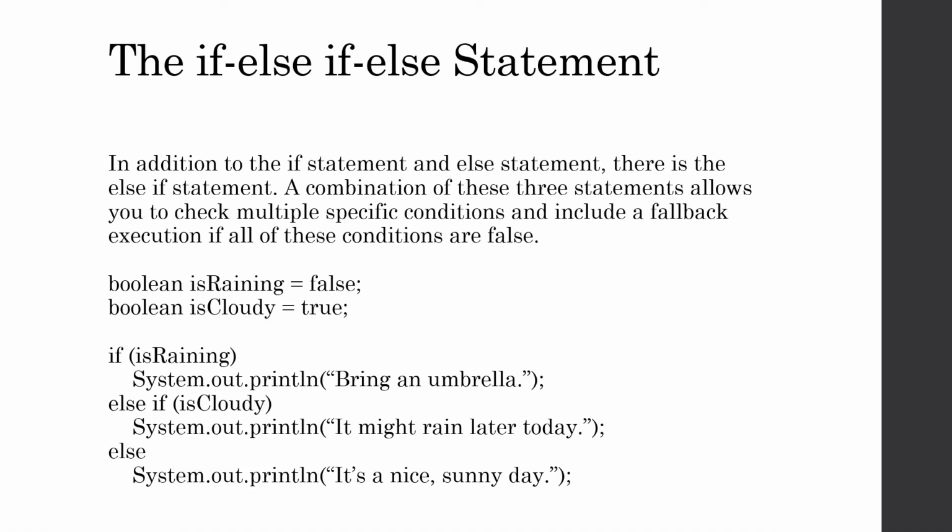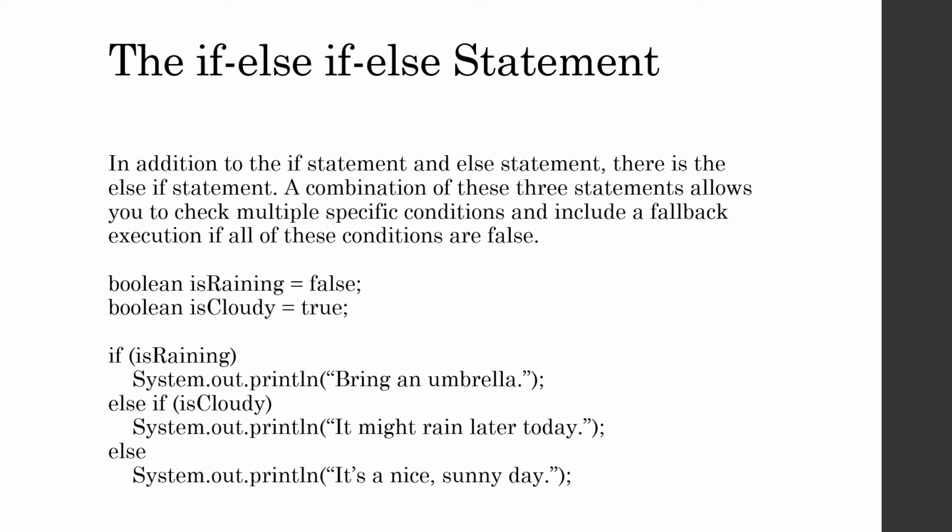So one last thing I want to take a look at is going to be the else statement. So we've got our if statement, we've got our else statement. There's also going to be the else if statement. So we can see a combination of these three statements right here. This is going to allow us to check multiple specific conditions. And then we also have a sort of fallback condition in that else statement if all of these conditions end up being false.